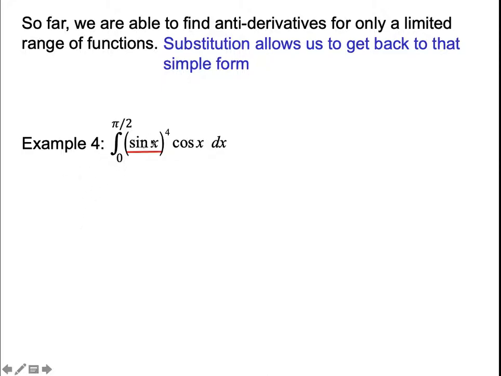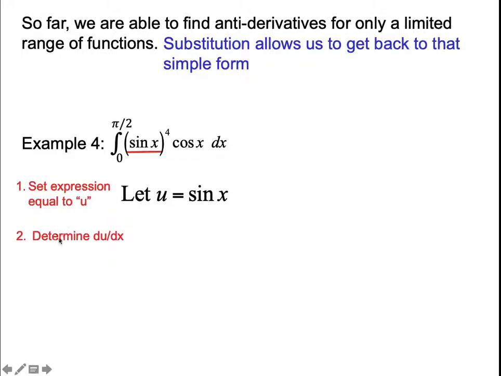So we're going to take the inside function here and call it u. So step 1 is set the expression equal to u. You don't have to write that, but I would like you to identify this as step 1. So step 1 is, say, u equals sine x. Okay, then step 2 is to differentiate. Now again, you don't have to write these words, but I would like you to identify this as step 2. So if we differentiate this, du dx equals cosine x.